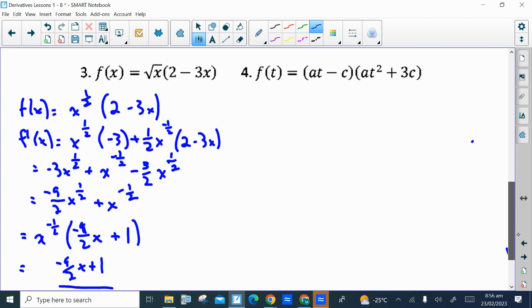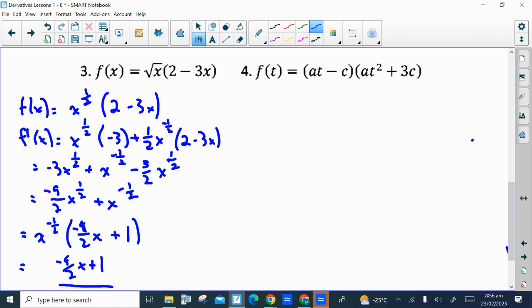Now, this next one is a little bit different. The function f at t is at minus c times at squared plus 3c. But the part at the beginning where it says f at t tells us that the variable is t. That means any term that doesn't have a t in it is a constant. And we know that when we take the derivative of a constant, you always get 0. So you have to realize that for this one.